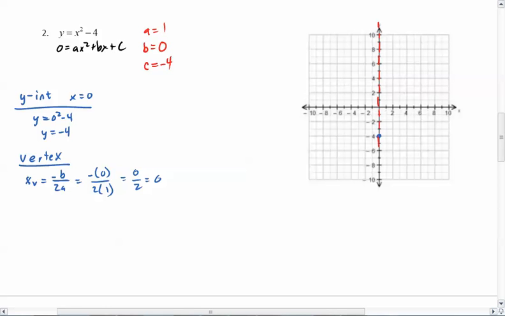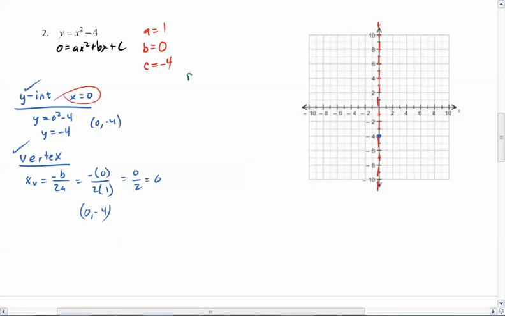Now, if you want, you can take this x value and plug it in, but we already know what happens if we put 0 in for x. We get negative 4. So not only is (0, negative 4) my y-intercept, but it is also my vertex. All right, so check, y-intercept, check, vertex. Now we're going to do the fun one. We're going to do the x-intercepts.